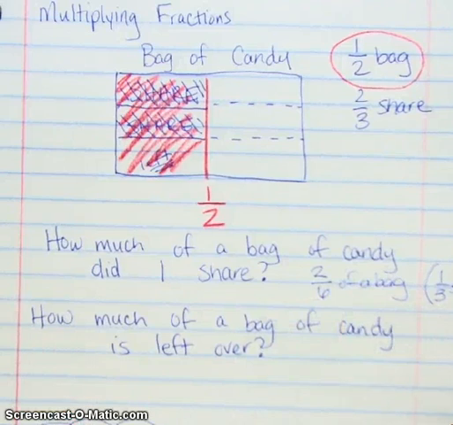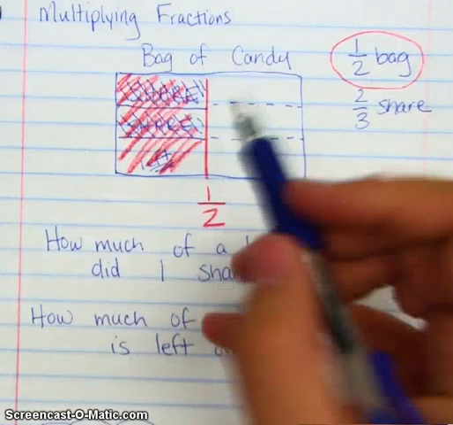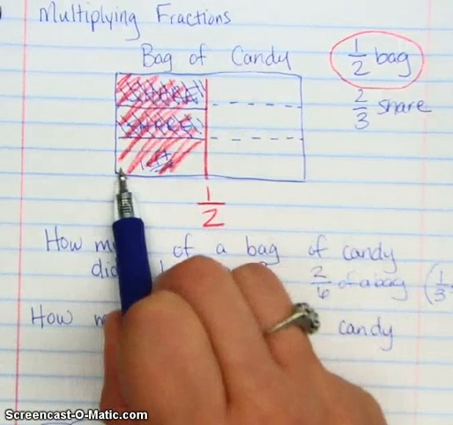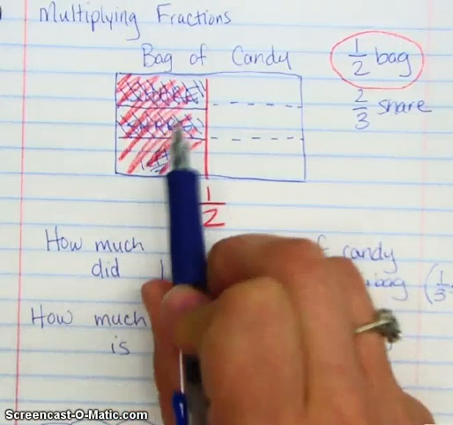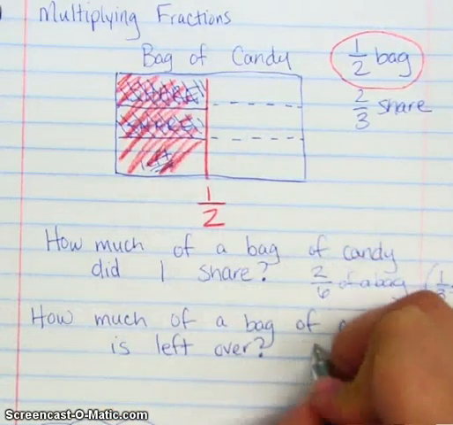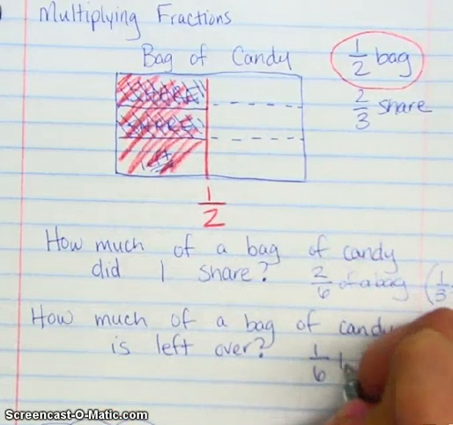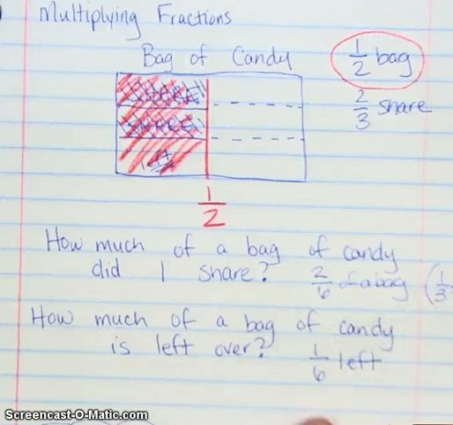My second question is, how much of the bag of candy is left over? Well, this is the only part labeled left over, so I have 1 part out of the 6 original parts of the bag. So 1/6 is what I'm going to have left. Now I can't simplify 1/6, so my final answer is 1/6 of a bag left.